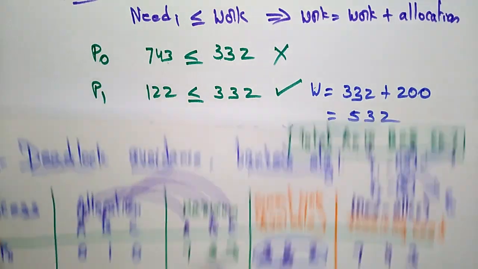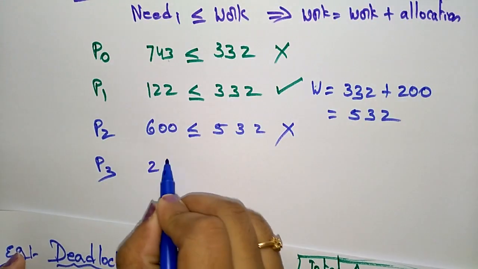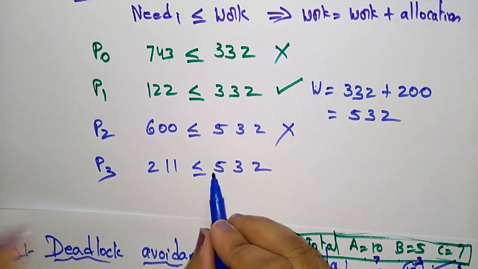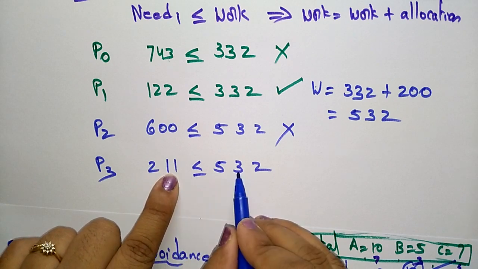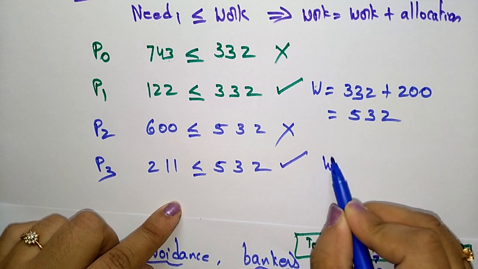Now check the need of P3. P3 need is 211. Is 211 less than or equal to the current work 532? Yes, 2 is less than or equal to 5, the first resource is satisfied. 1 is less than or equal to 3, satisfied. 1 is less than or equal to 2, satisfied. Okay, now calculate the work.